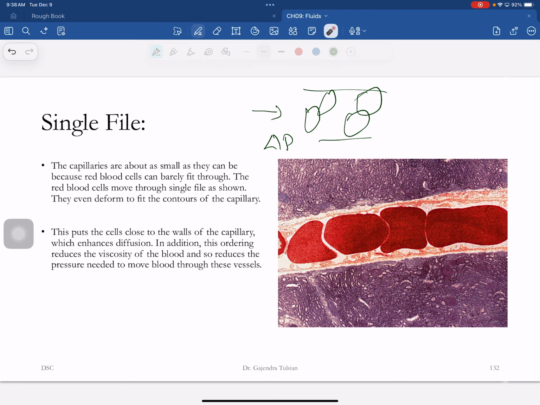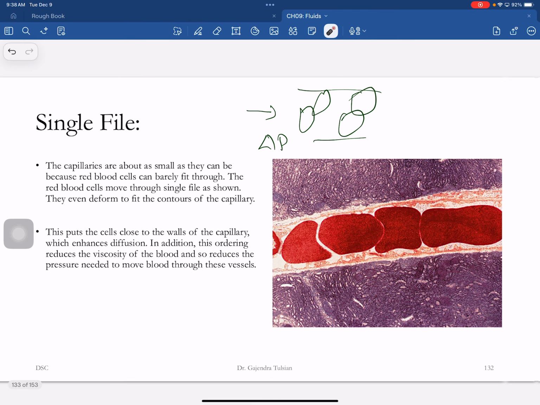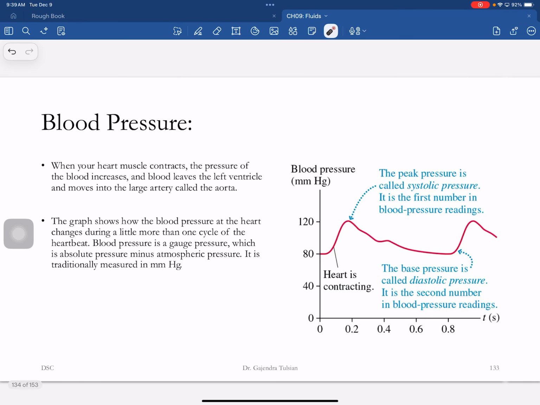So the body improves its efficiency by the size of the capillaries. Here's another thing it does. Because the red blood cells are barely fitting in, now diffusion also happens easily. The cells are close to the walls, and the diffusion distance is decreased. So the capillaries are about as small as they can be because the red blood cells barely fit through. They flow single file. They even deform to the contours. This puts the cells close to the walls of the capillary, which enhances diffusion. So now the diffusion distance is decreased. It also reduces the viscosity of the blood, so it reduces the pressure needed to move the blood through the vessels. So everything is designed properly. Everything is designed to increase efficiency.